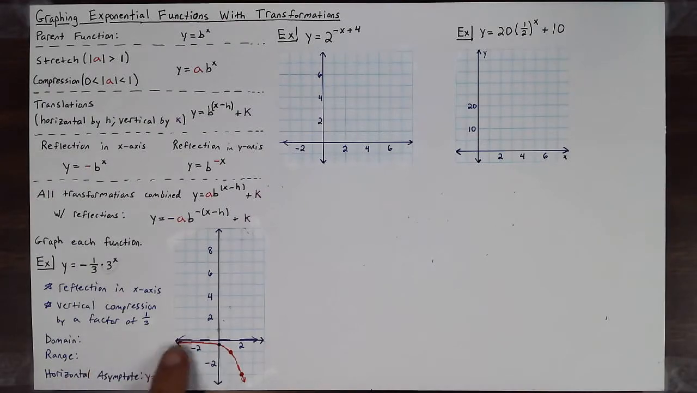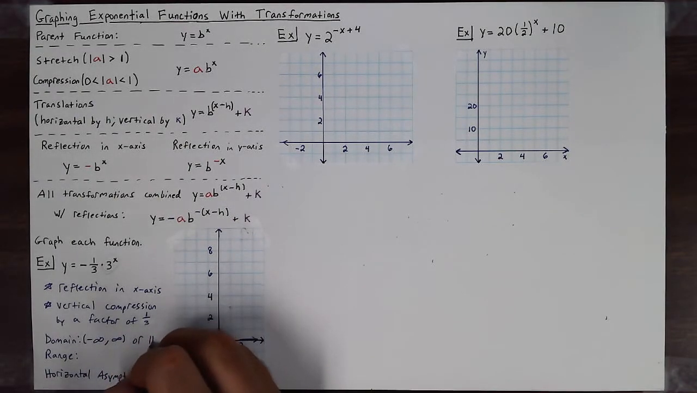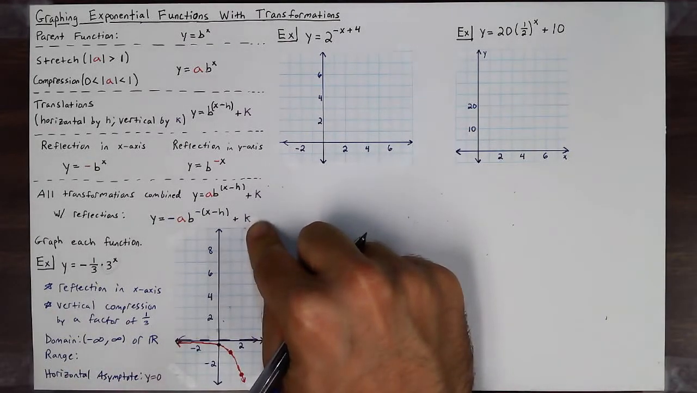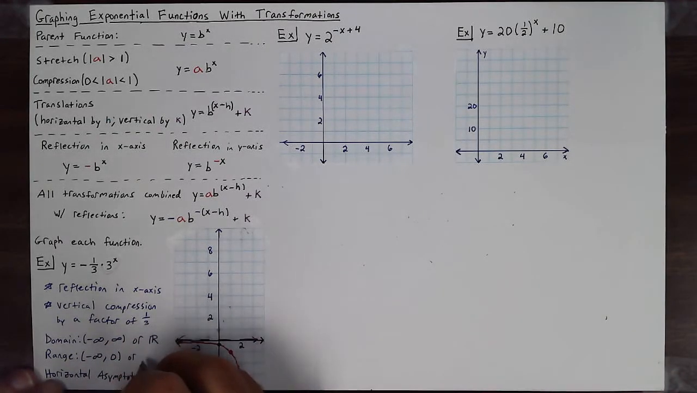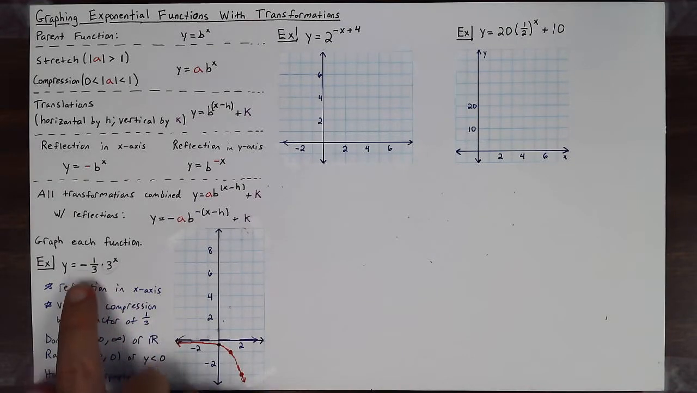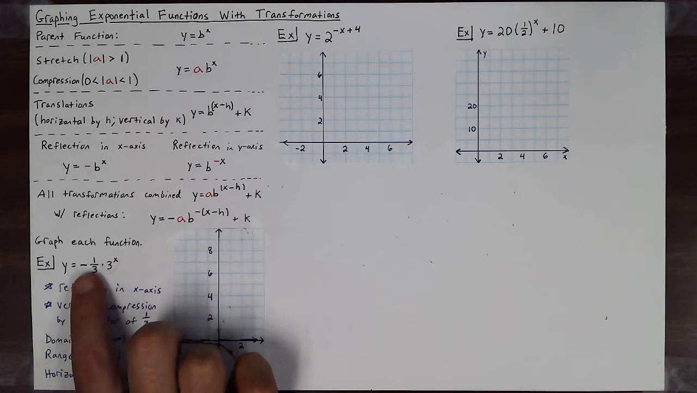Now I see my domain is still all real values of x, so that still goes from negative infinity to positive infinity, or all real numbers. And the range, instead of going from 0 to infinity like we've seen before, is actually going from negative infinity to 0, or y is less than 0. It's everything below the x-axis. You see now how it transformed. Now I'm pointing downward. Just to let you know, since that a value here is negative and this is now falling rapidly, this is not exponential growth or decay, because the a value is negative, so we can't call it that.